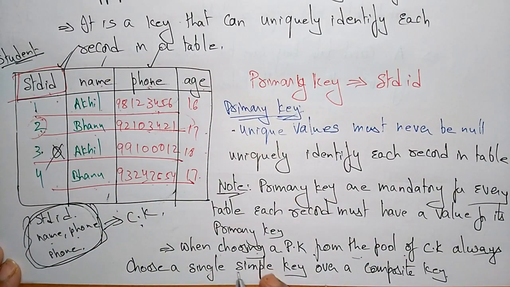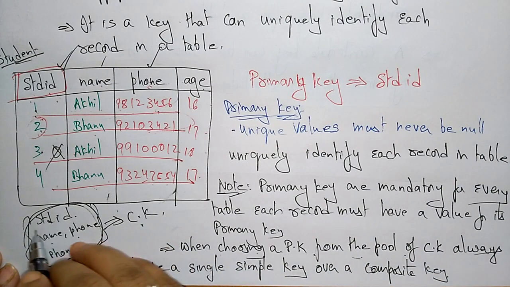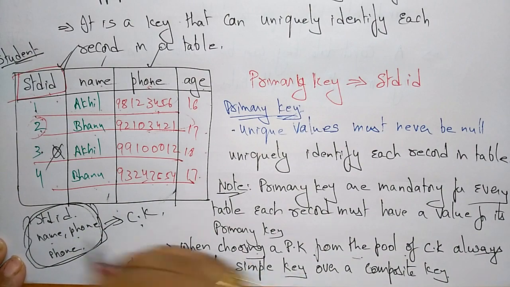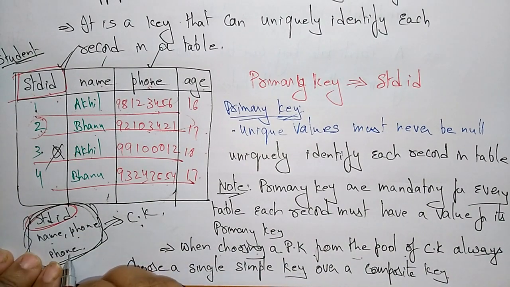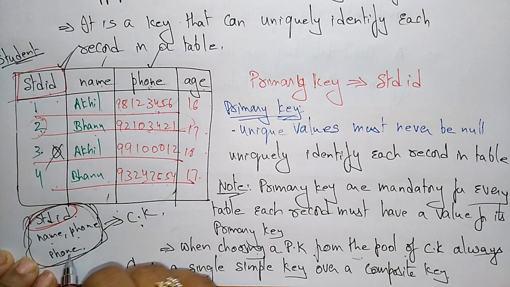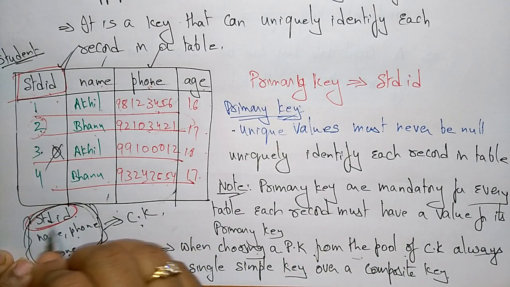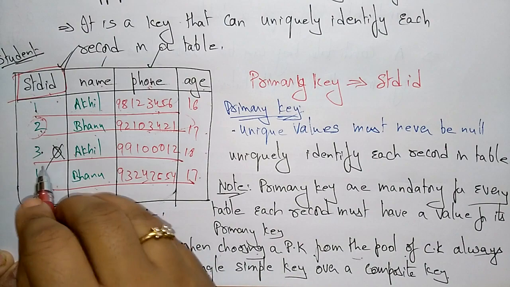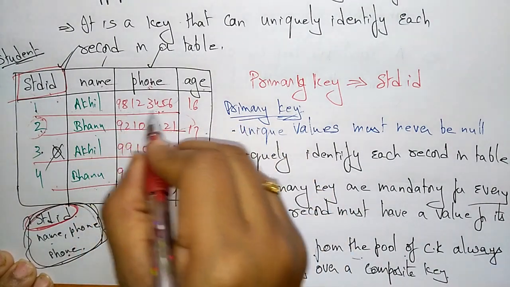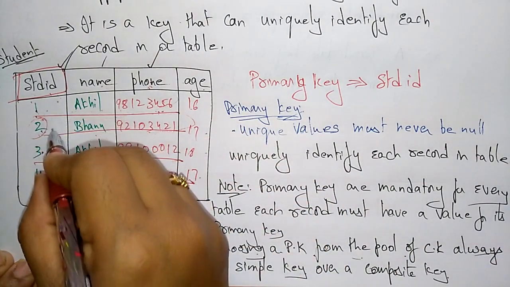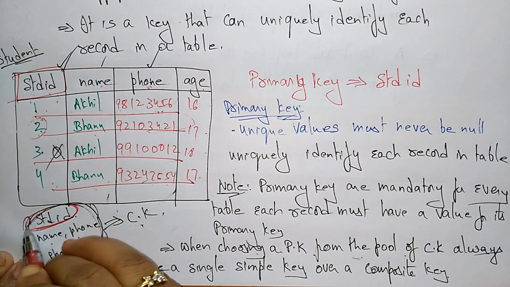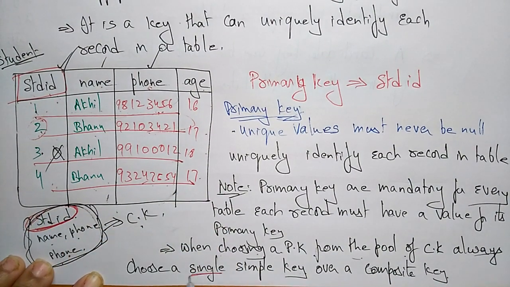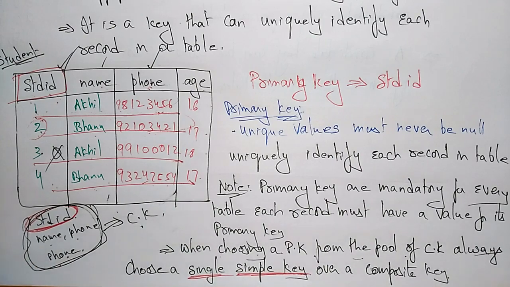Always choose a simple key over a composite key. So just choose a single, simple key. Here I am taking the student ID. Or else, if you want, you can take the phone number also. But instead of taking the phone number, it's better to take a simple key. Rather than checking each digit in the phone number, it's better to take only one number to check. So you have to take only a simple key over a composite key.